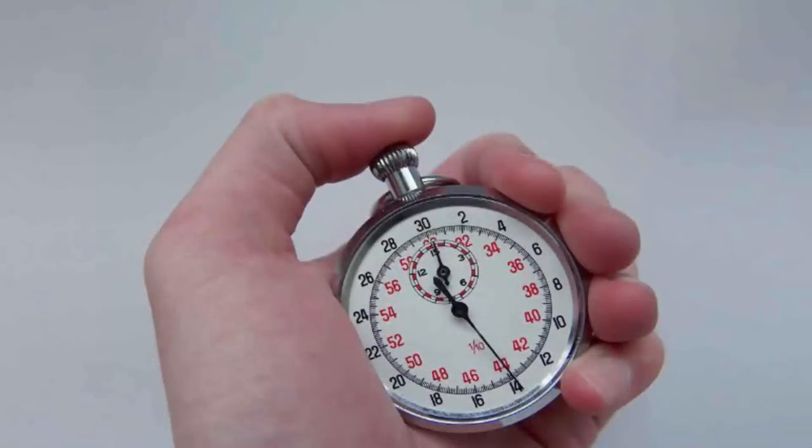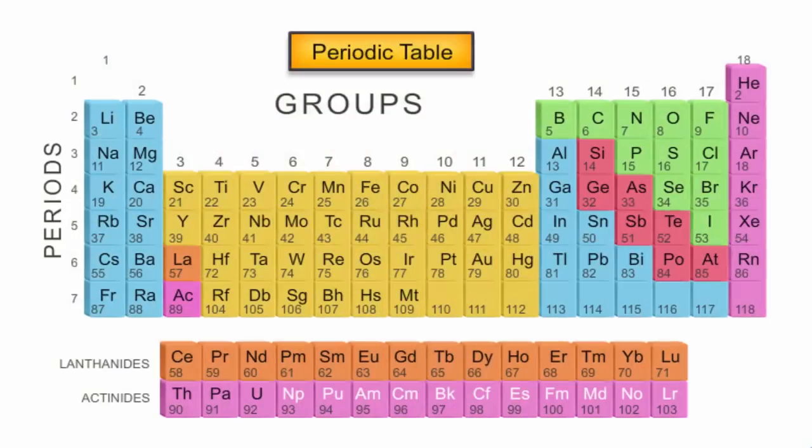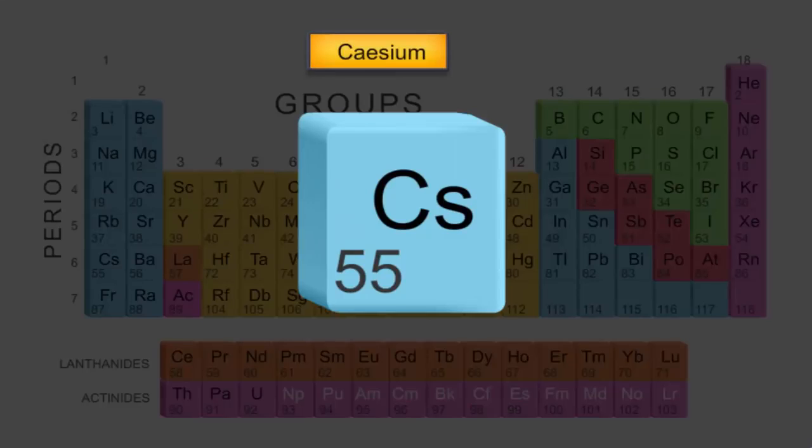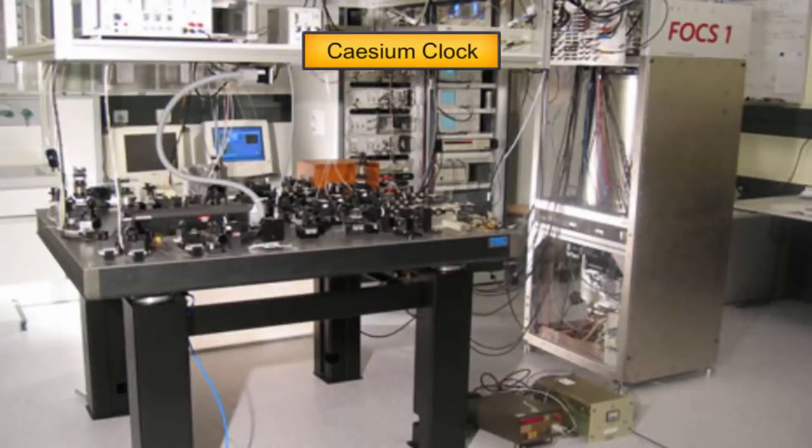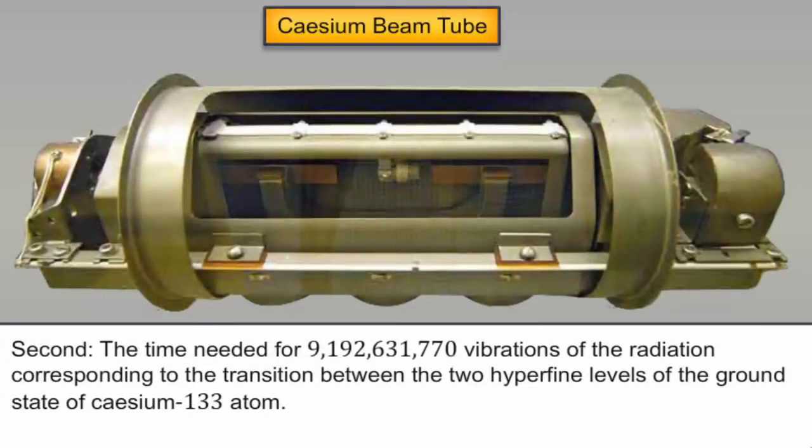To have the most accuracy in measuring time, now we use an atomic standard of time, which is based on the periodic vibrations produced in a cesium atom. Hence, the clock is also referred to as the cesium clock or the atomic clock. In a cesium clock, the second is taken as the time needed for 9,192,631,770 vibrations of the radiation corresponding to the transition between the two hyperfine levels of the ground state of the cesium-133 atom.